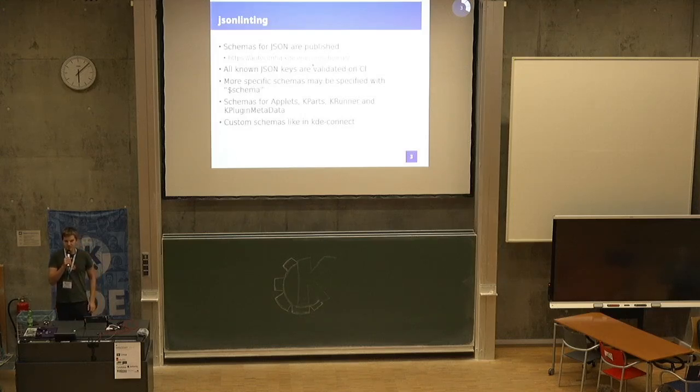So I have created schemas for the JSON files, and they are published on the autoconfig website of KDE. And on CI, all the known keys we have are validated, so that if we expect a Boolean to be the type for some feature flag, then it's checked that this is only a Boolean. And if it's a string, like "true", then it's of course a validation error. And you can also specify a more specific schema using the $schema key. And we have various schemas available on the autoconfig website, for example for applets, KRunner plugins and KParts.